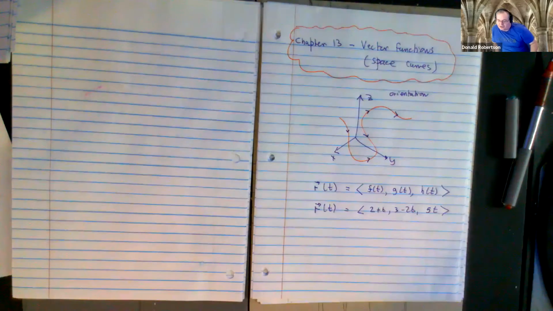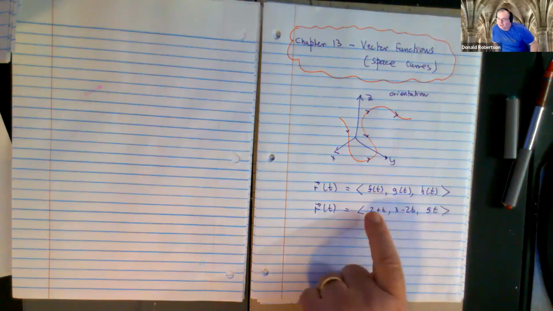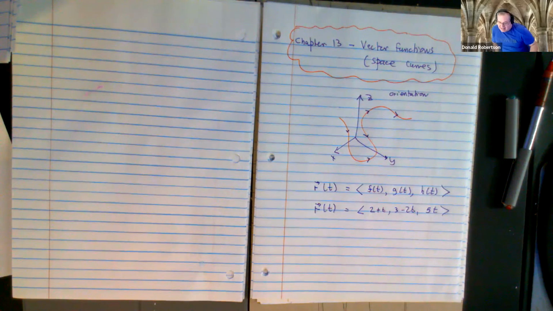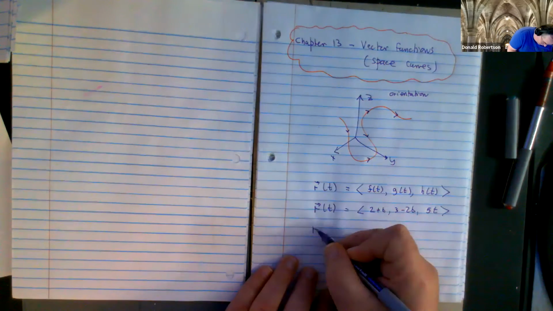Do you recognize what a straight line looks like in 3D space? Aren't all the terms linear, right? That's what we've just finished doing today, for instance. But it can be anything. For instance, you could have a space curve that looked like this.